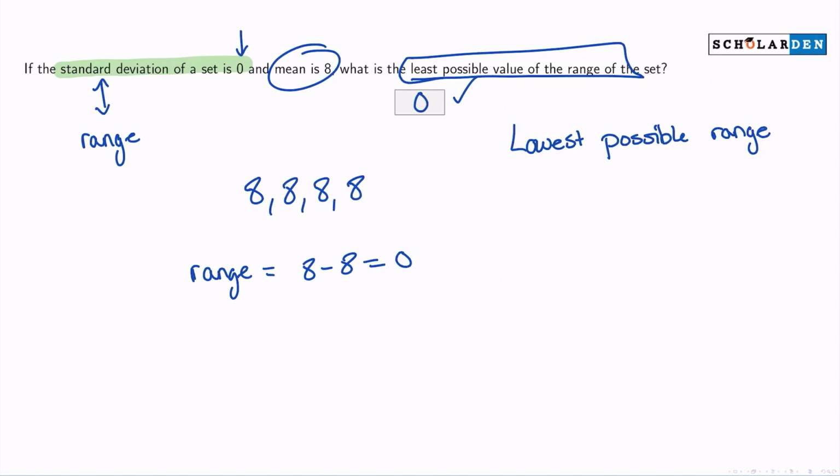Because of the standard deviation, so the spread from the mean or the spread from the average, if that is 0, well, that means that your data does not spread from the mean. It is going to stay the same.